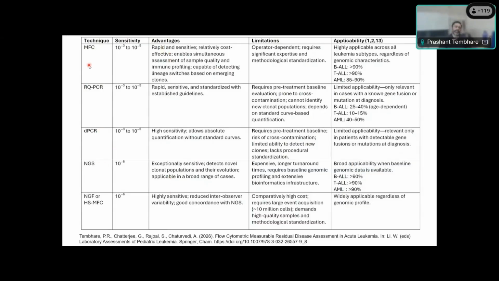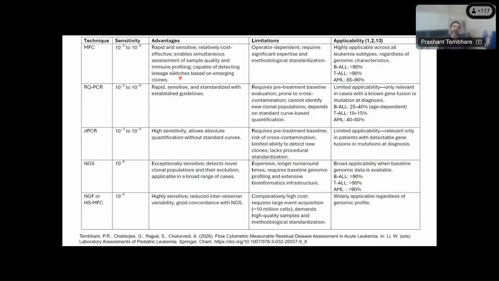For example, let's discuss the advantages of flow cytometry. Flow cytometry is a rapid technique because it takes 2 to 4 hours for the processing and analysis of a single sample. So we can get the results within a few hours. The second advantage is that it's relatively cost effective. And most importantly, it allows you to evaluate sample quality, that means whether the sample was hemodilute or not, in the same analysis.